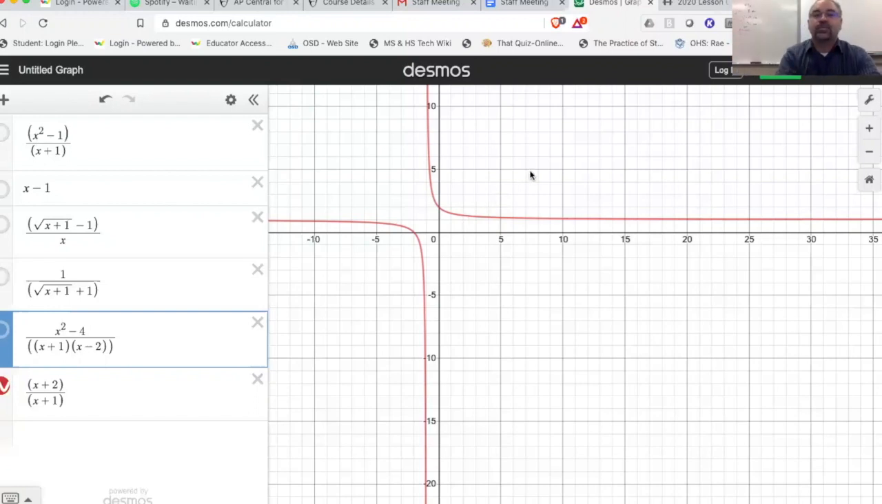So that is it for today. We've talked a lot about continuity. We've talked a lot about discontinuity. We've talked a lot about limits. And this is our first big application of those ideas.